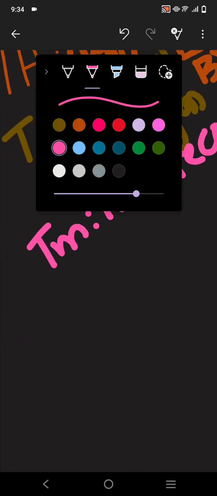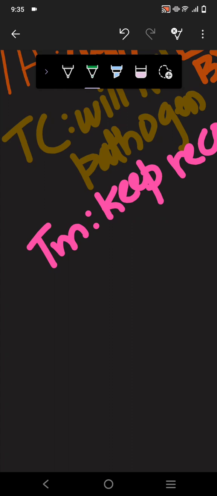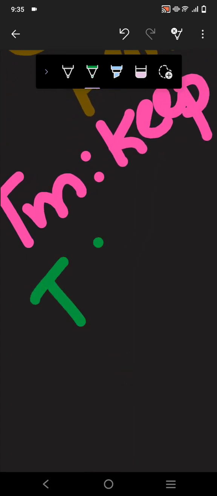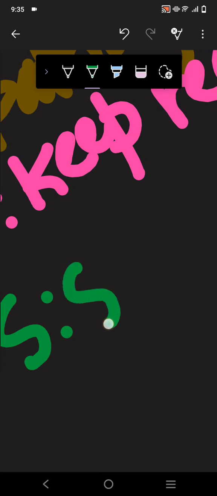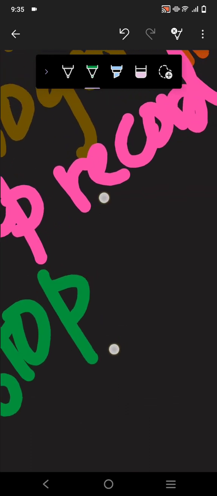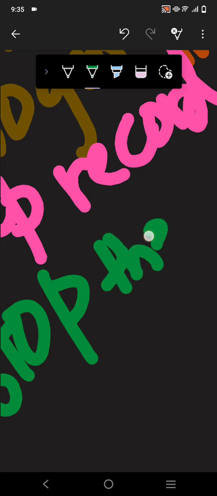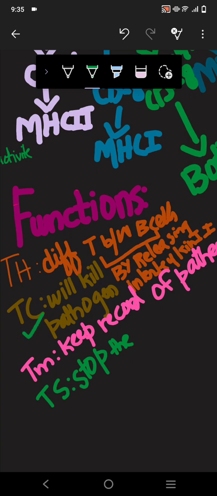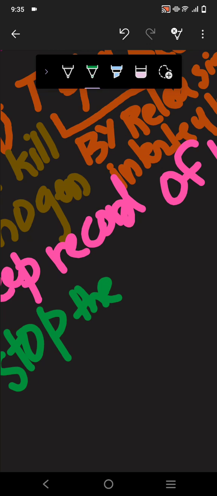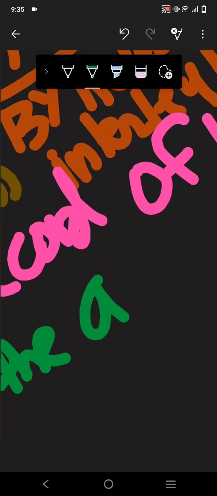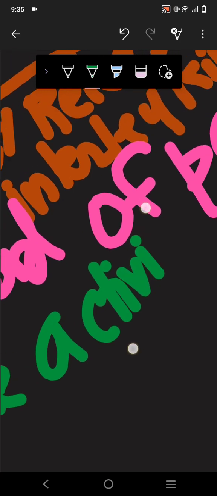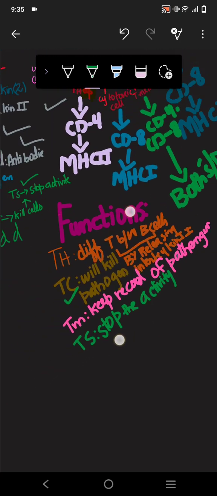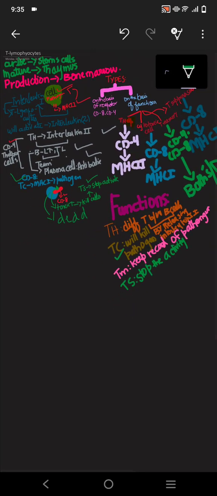So now we have our last but not the least, the T suppressor cell. What it will do is stop the activity, as I told you. As I gave the example earlier, if the T cytotoxic cells are releasing extra poisonous substance after the cell is dead, the T suppressor cell will suppress it. It will stop the activity. So these were the functions of the T lymphocytes and the types of the T lymphocytes.